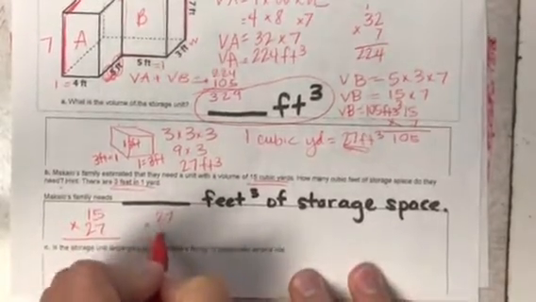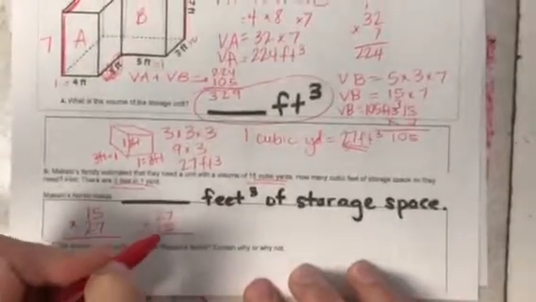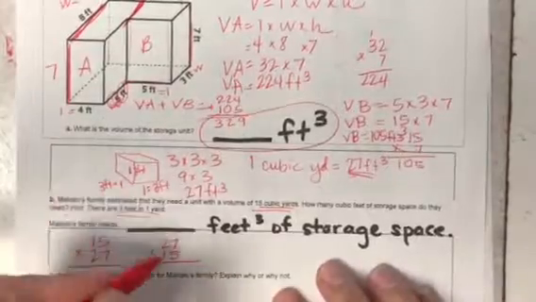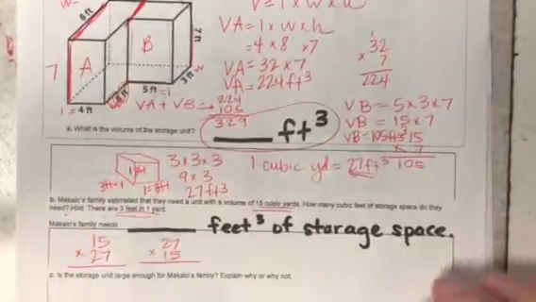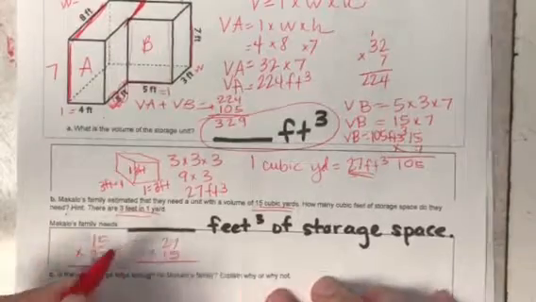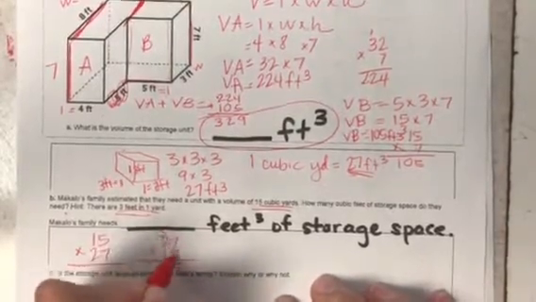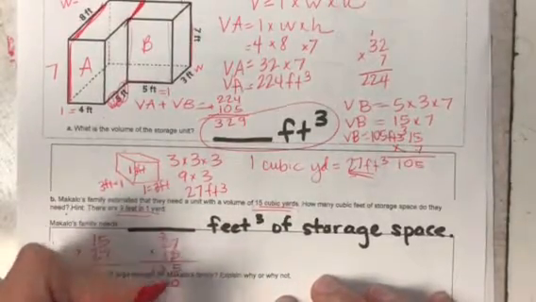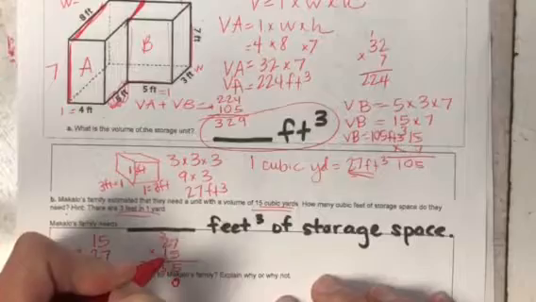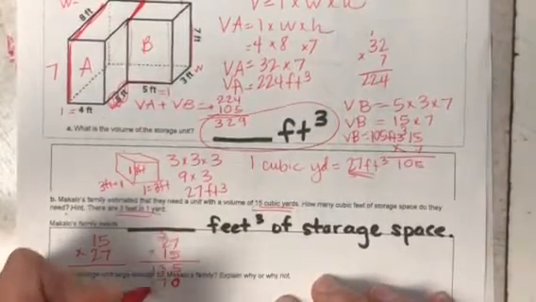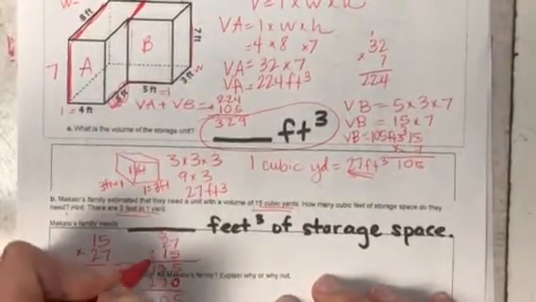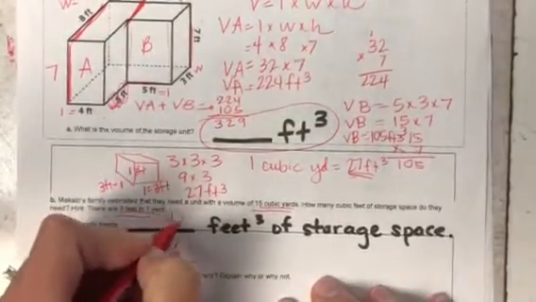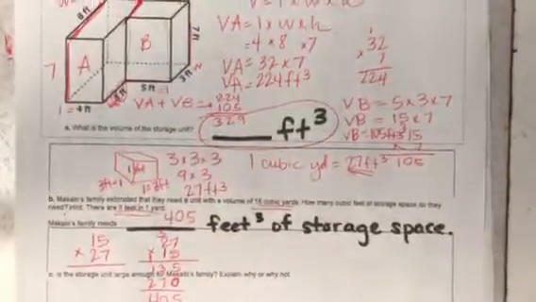Now, I happen to just like to put the bigger number on top, so I'm going to do that. 7 times 5 is 35. 5 times 2 is 10, plus 1 is 3. 1 times 7, put my 0 here because I'm going to multiply by 10s. 1 times 7 is 7, 1 times 2 is 2. Add them up. 405, so they need 405 cubic feet of storage space.